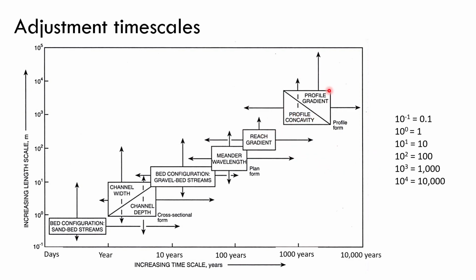And then the last box up here, this idea of, we haven't really talked about this, but profile concavity or profile gradient is if you traced a profile from the extreme headwaters all the way down to the mouth of a river, changing the shape of that profile graph is kind of on the scale of landscape evolution. So we're talking well over 1,000 years, definitely, closer to several thousand years to change the entire profile of a stream.